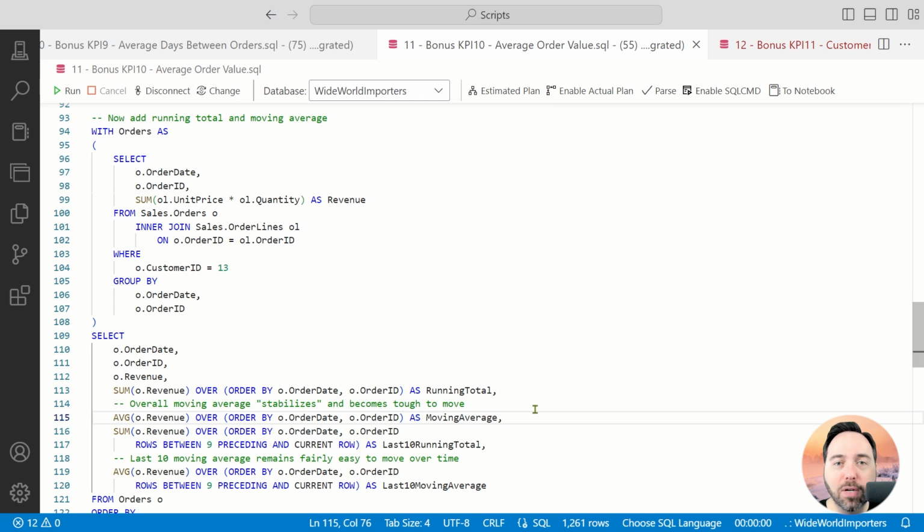Instead, what we can do is change the frame. I mentioned that the default is a range from the first row to the current row. Well, let's specify that we want the 9 prior rows up to the current row. That way we get the 10 latest rows.